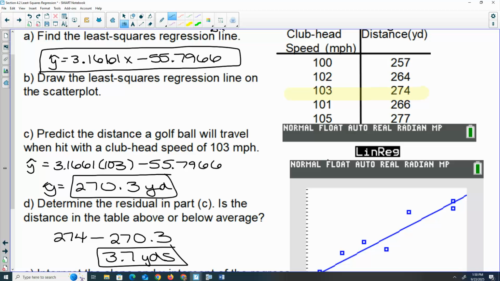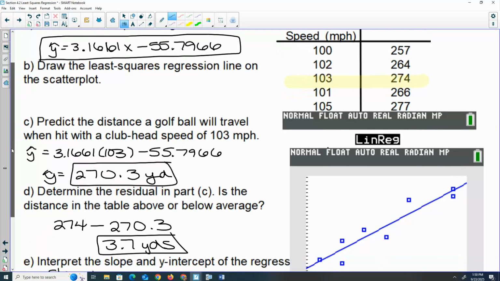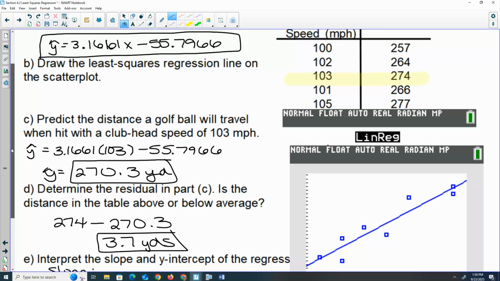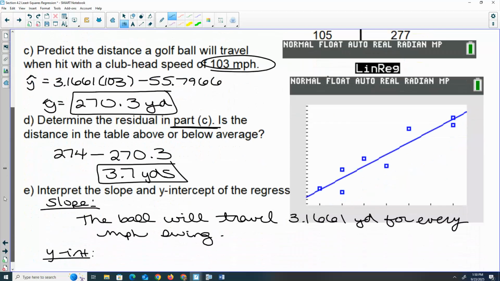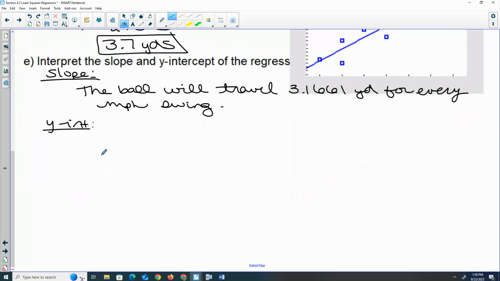Do you have to pick the middle point every single time, or would it be the same numbers if you picked like 100 and 257? For the residual, the answers will be different, yes. I only did that because I wanted the residual for part C when my x was 103. So I'm just going to say the y-intercept here is outside the scope of the model.